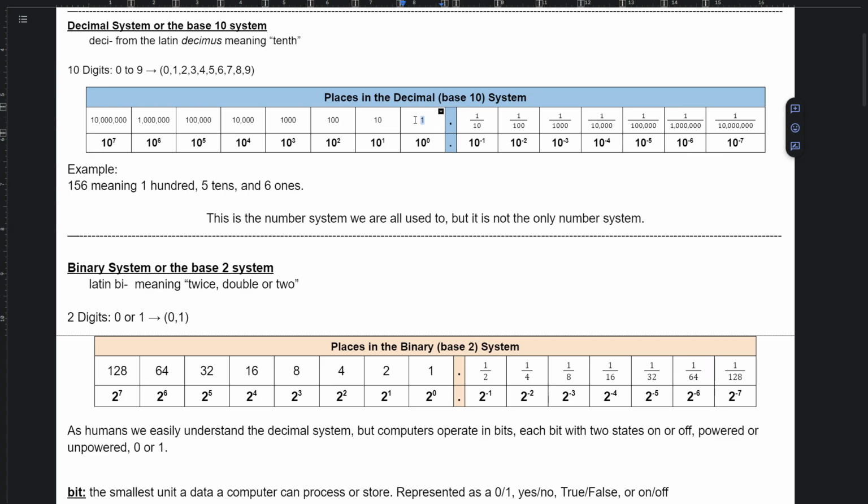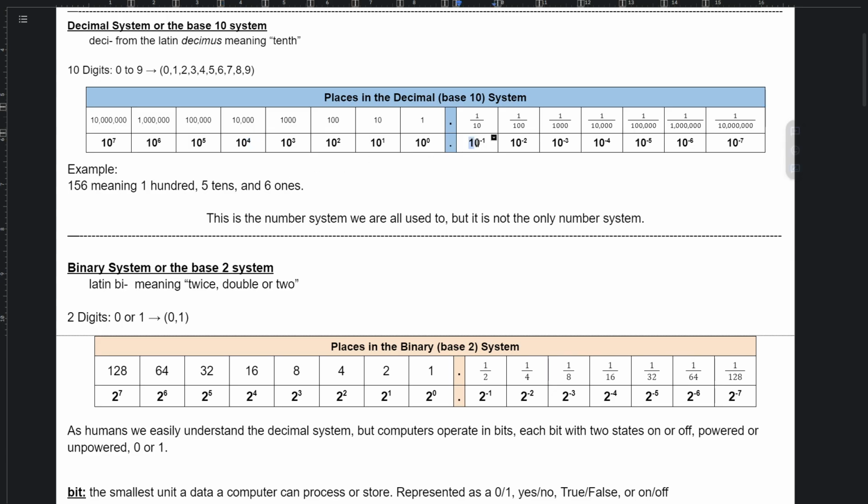So here we can have 0 through 9 in the 1 spot, 0 through 9 in the 10, 0 through 9 in 100, 0 through 9 in 1,000, and so on and so forth. And you can see we're base 10 here. So this is if we do powers of 10. 10 to the 0 power is 1. 10 to the first power is 10. Second is 100. Third is 1,000. Fourth is 10,000. So on and so forth.